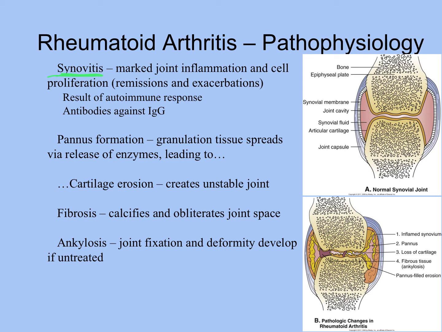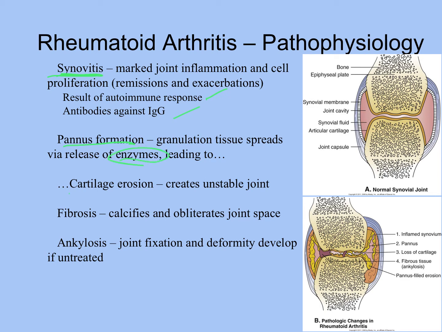Again, it's an autoimmune response, and in rheumatoid arthritis patients, we find that there are antibodies against IgG, so antibodies against antibodies. And how that exactly relates to the destruction of the joint is currently unknown. Through the process of inflammation, we have pannus formation, which is like a granulation tissue that spreads throughout the joint and leads to the release of certain enzymes.